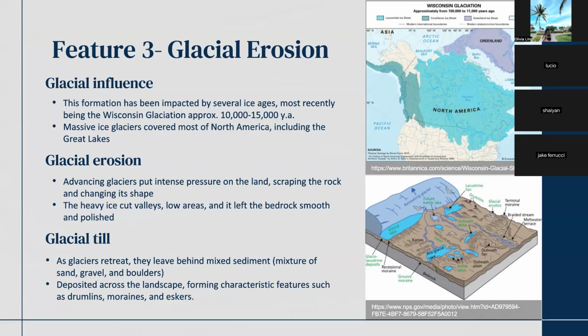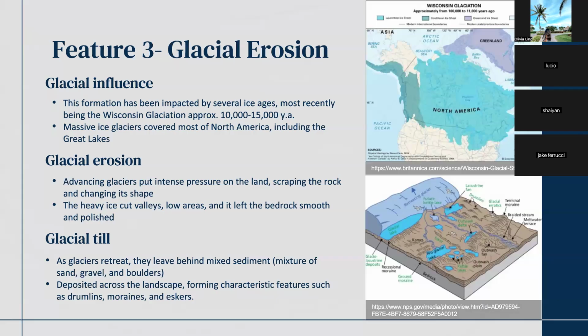They scraped and gouged the bedrock, reshaping the terrain. The weight of the ice carved out valleys and low areas as the glaciers moved. They smoothed and polished the exposed rock surfaces. When the climate warmed and the glaciers finally retreated, they left behind a mix of sediments, a mixture of sand, gravel, and boulders, known as glacial till.